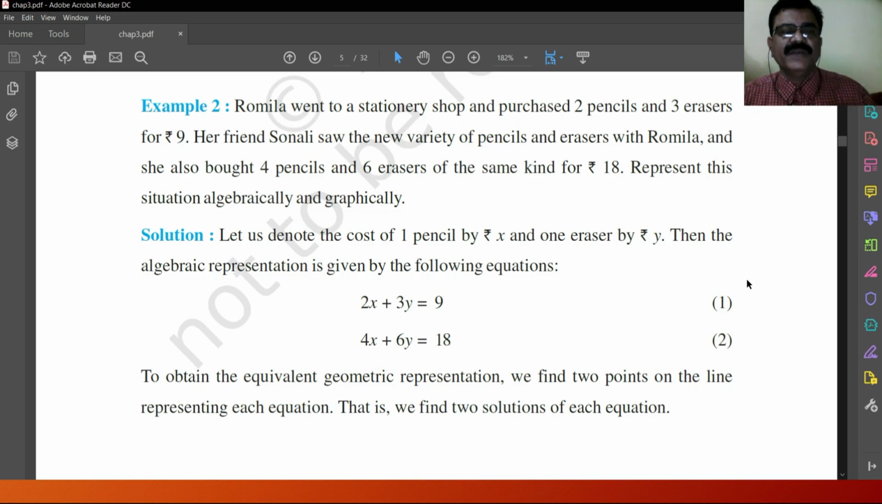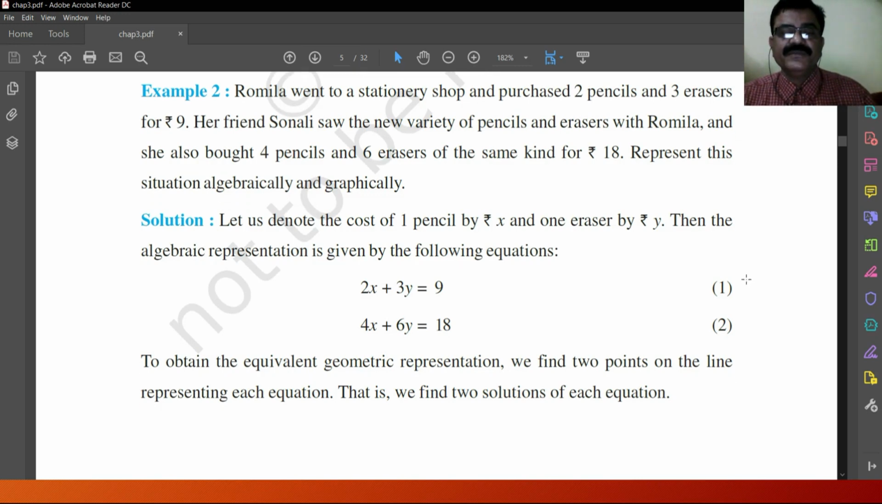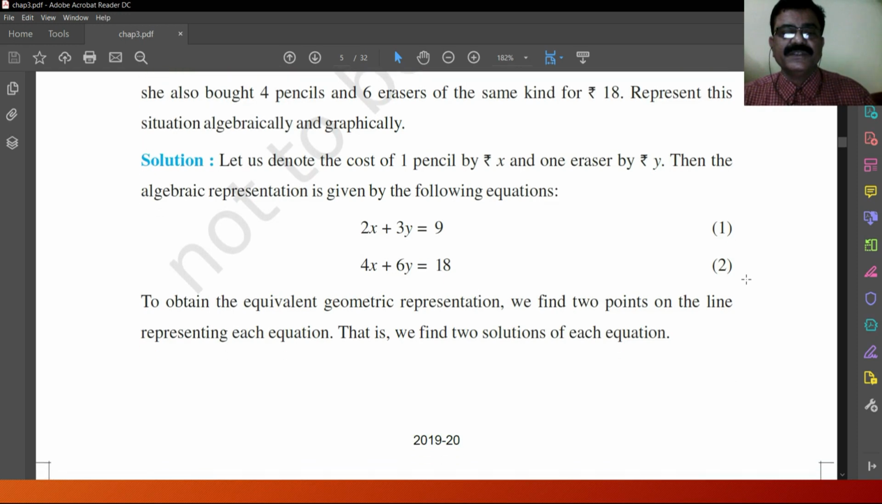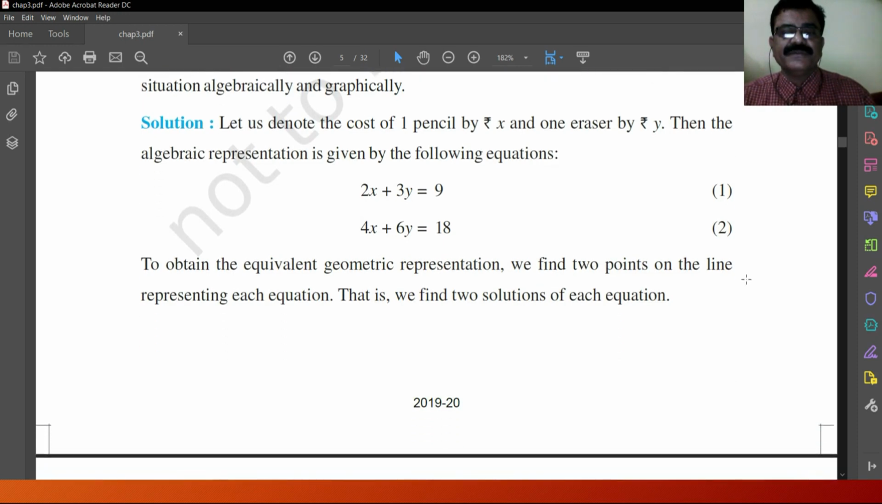That means you have to find its solution both algebraically and graphically. For the solution, let us denote the cost of one pencil by ₹x and one eraser by ₹y. Then the algebraic representation is given by the following equations, that is 2x plus 3y is equal to 9 and 4x plus 6y is equal to 18. To obtain the equivalent geometric representation, we find 2 points on the line representing each equation, that is, we find two solutions of each equation.